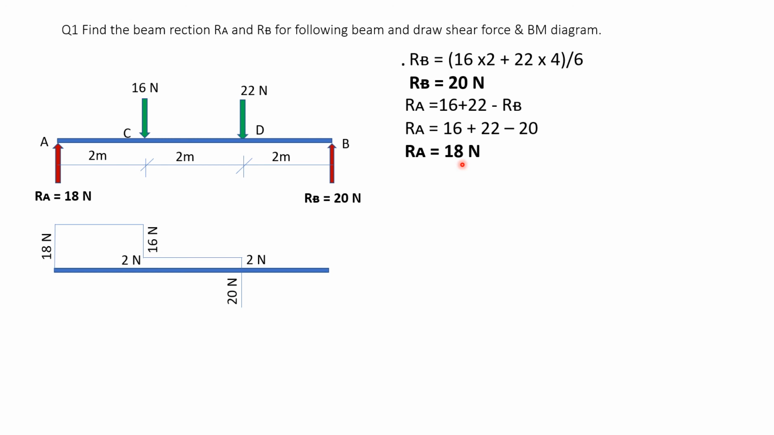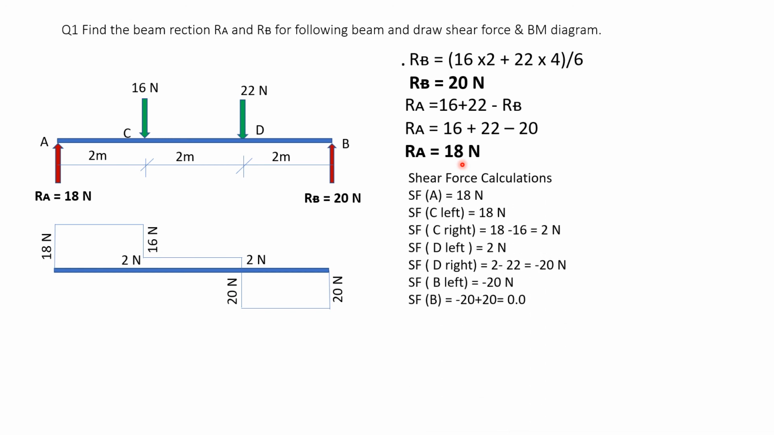And now D to B, no force, so shear force will be minus 20. Draw a horizontal line of minus 20 up to point B. At B, RB is going up by 20, so go up by 20. When we go up by 20, we reach 0. This is how we draw the shear force diagram.